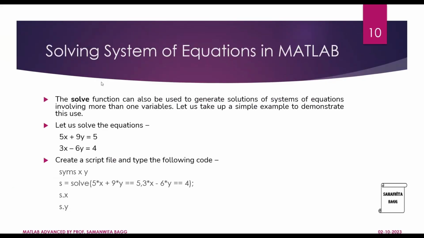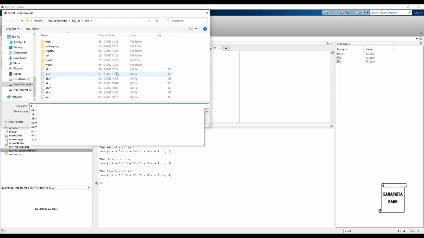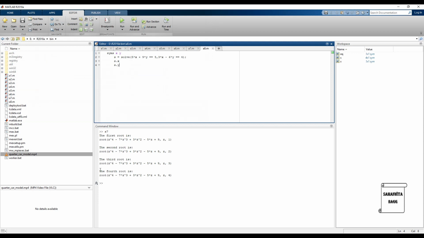Next we will solve a system of equations in MATLAB. That is when we have more than one equation. So the solve function can still be used in this case. We'll create a script of the sort syms x and y. S will solve these 2 equations. You can just separate the 2 equations with the use of a comma sign. At the end, we'll write s.x and s.y for displaying the solution. Let's save this as A8.